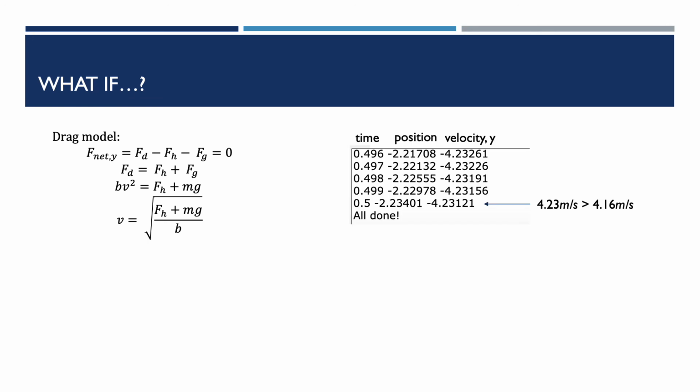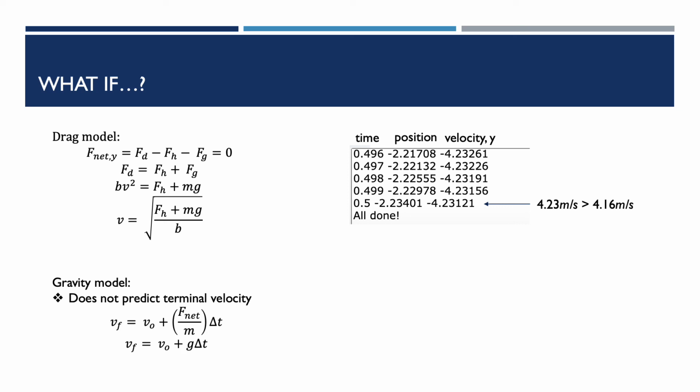If we were to set an initial velocity in the negative y direction in our drag force code, we can see that the ball reaches a velocity greater than what was originally calculated to be the terminal velocity. Therefore, an initial force from a downward throw would increase an object's terminal velocity. Again, the gravity model would not predict a terminal velocity. Here you can see that as time increases, the final velocity will indefinitely increase regardless of an initial velocity.